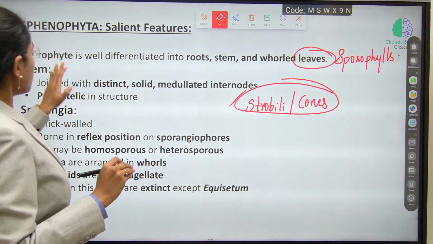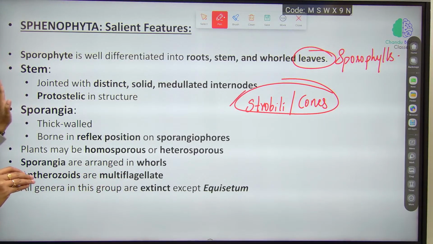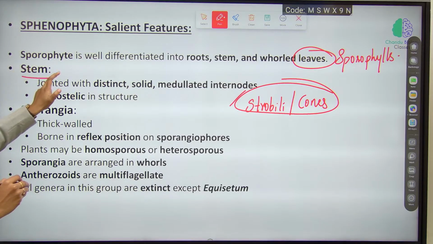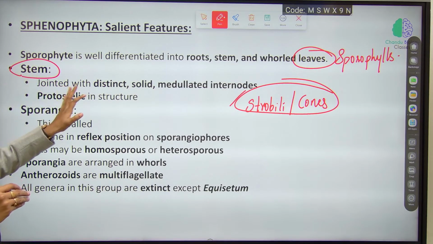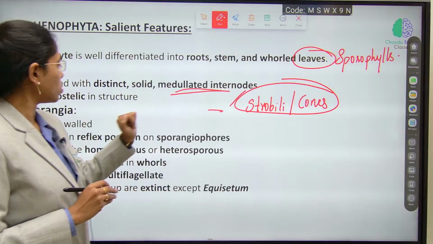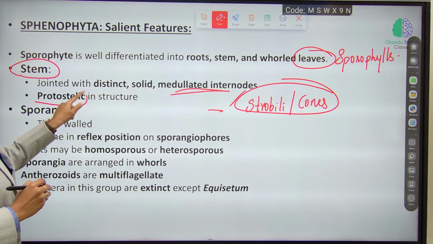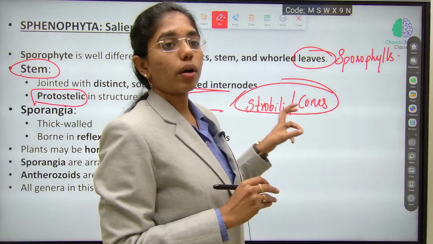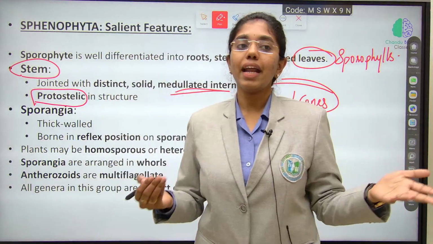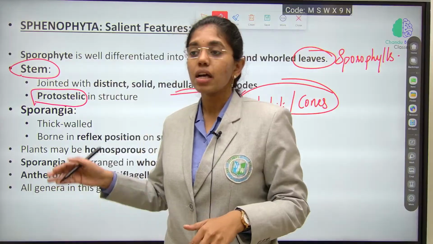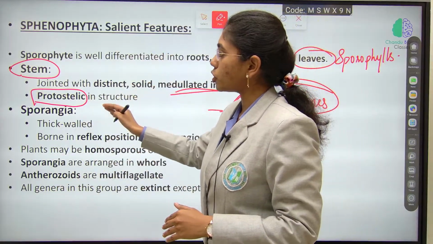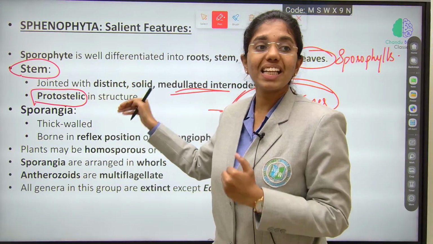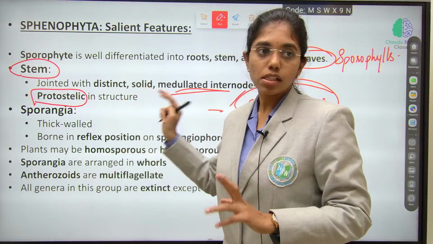Now Equisetum, which belongs to Sphenophyta, look into the characteristic features of this first. You can see the stem is jointed and distinct, with hollow internodes, and it is protostelic in structure. It has a primitive stelar region. Stellar evolution and heterospory we will look into in the next class, but here for each type study you look into which type of stele is present in root and in stem.